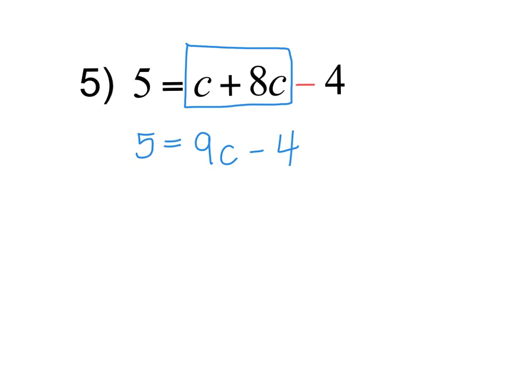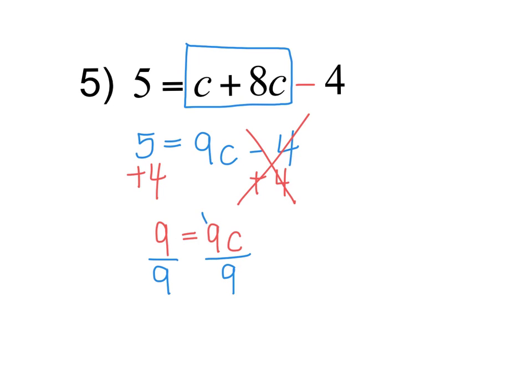Now to get the c by itself, we have to get rid of what's being added or subtracted. So we have to get rid of that minus 4. To do that, we're going to add 4 to both sides. The 4's cancel out. 5 plus 4 is 9. I get 9 equals 9c. Since it's 9 times c, I'm going to divide by 9 on both sides. And I get c equals 1 as my final answer.